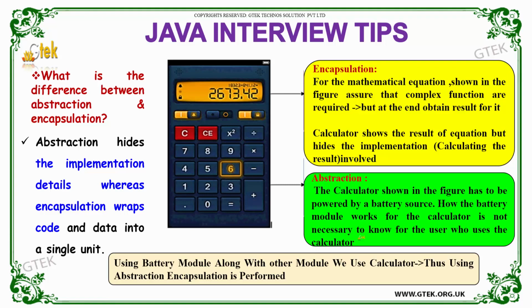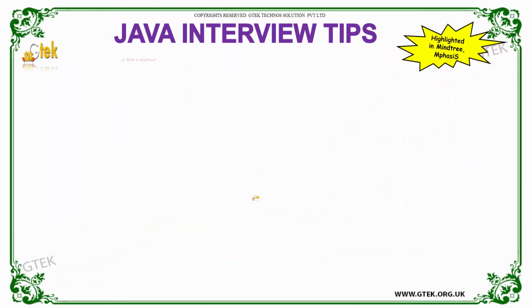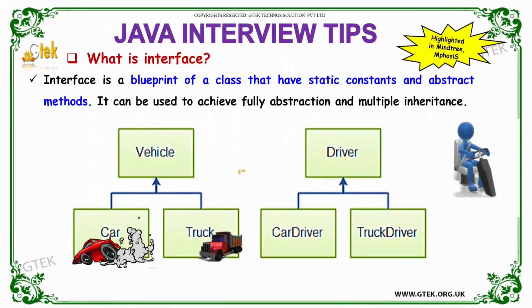In your abstraction, the calculator shown in the figure has to be powered by a battery source. How the battery module works for the calculator is not necessary. So, that is meant by abstraction. Let us see our next question.